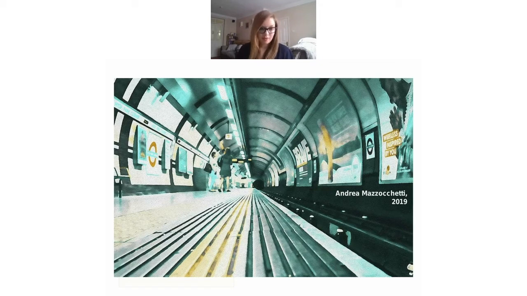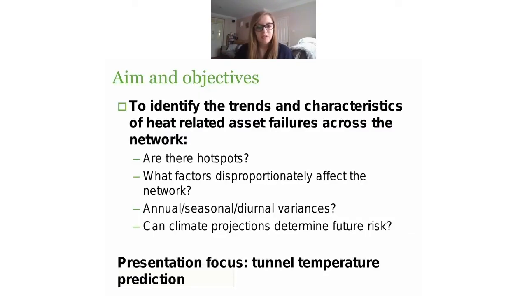The development of the first line, the Metropolitan line, led to the rapid suburbanisation of the northwest of London around the boroughs of Harrow and Hillingdon in particular. My research aims to identify the trends and characteristics of heat-related asset failures across the network. That's not necessarily looking at people passing out or falling ill on trains.